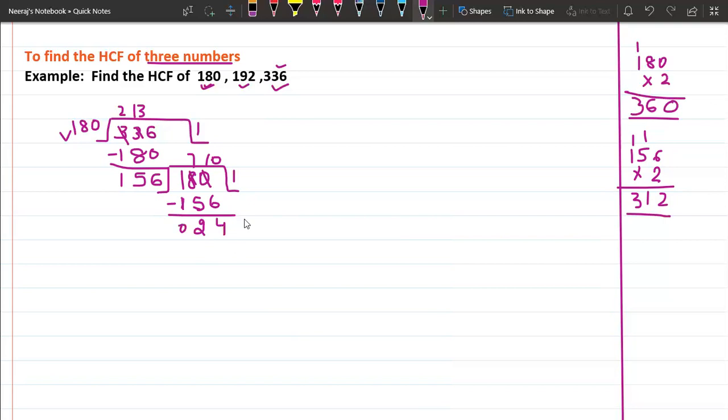Now again we will make a bracket. So this will be your divisor, next divisor. So we will write inside 156. So now we have to divide 24. Now 24, those are, you know very well, 48. So let's check with more numbers.